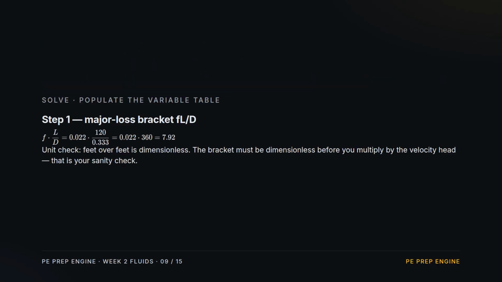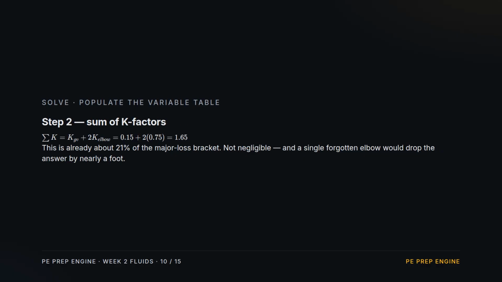Step 1. The straight pipe contribution, f times L over D, lands on 7.92. It's dimensionless. Feet over feet cancels, which is your sanity check before multiplying by the velocity head. Step 2. Sum the K values along the flow path. One gate valve plus two elbows gives 1.65. That's already about 21% of the major loss bracket, so the minor losses are clearly not negligible. Forgetting a single elbow would drop the answer by almost a foot of head.